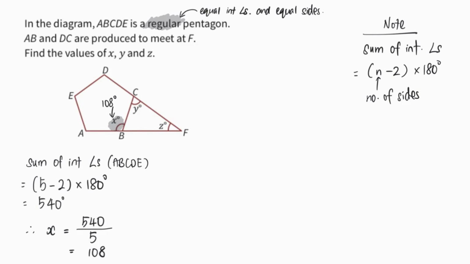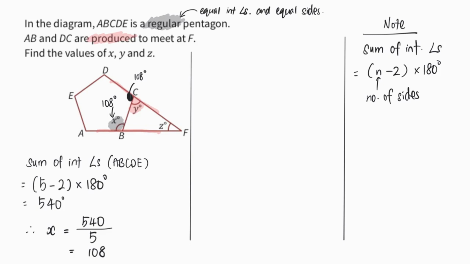Let's move on to find the value of y then. Because I saw that there's a very important word down there that says AB and DC are produced. This means that this is a straight line. This is also a straight line. And because I know this is a straight line, this y and this angle here, this is also another interior angle, yes? And we all know that the interior angles are the same since they are a regular polygon.